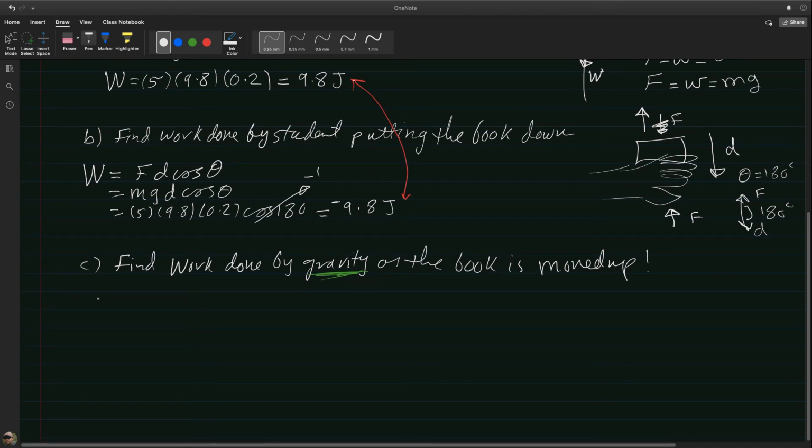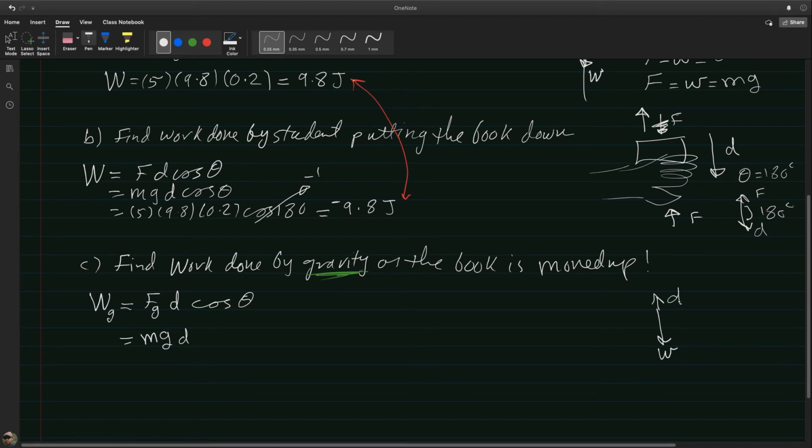We need to find work done by gravity, so maybe W sub G is equal to work done by gravity. What's the work? It's force done by gravity times d times cosine theta. Okay, that's nice. What's the force of gravity? Well, we know that the force of gravity is mg. There's no debate about that. That's now the distance. Cosine theta. Okay, gravity is down, and the book.